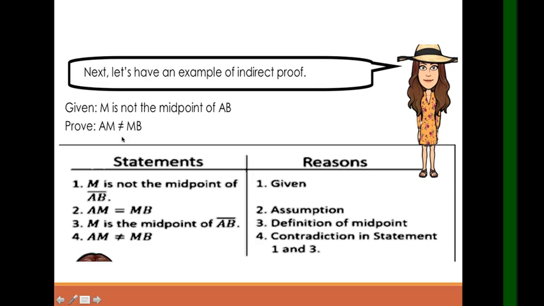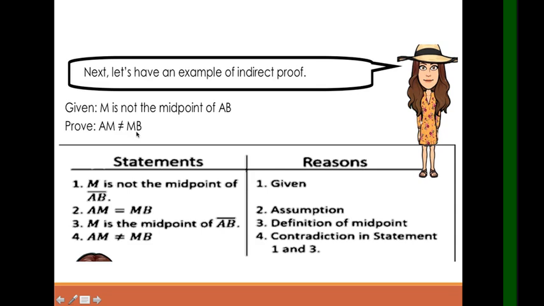Okay? So, assumption natin yon. M is the midpoint of AB. That's the definition of midpoint. AM is not equal to MB. Contradiction to statements 1 and 2. Gaya ng sabi ko kanina, sa definition ng indirect proof, kailangan natin magkaroon ng contradiction na kung saan papakita natin na totoo yung conjecture natin. Okay? So, una, ginawa natin siyang false. Ito yan. AM is equal to MB, wherein yung given natin, AM is not equal to MB.